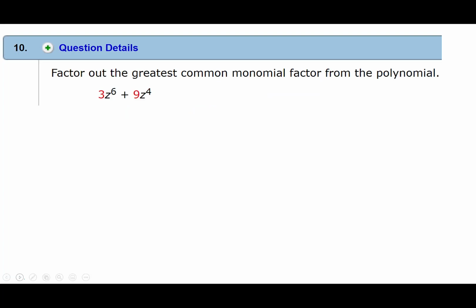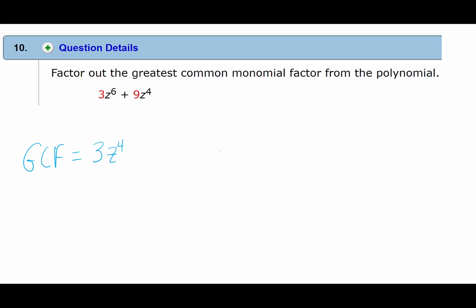This example says factor out the greatest common monomial factor from the polynomial. Now that it's a polynomial format, we'll write the greatest common factor, and then we'll write the binomial back inside of a parenthesis. So the first thing we'll do is figure out the greatest common factor. And if you look at the coefficients 3 and 9, 3 is the greatest common coefficient between 3 and 9, and then they share z to the 4th.